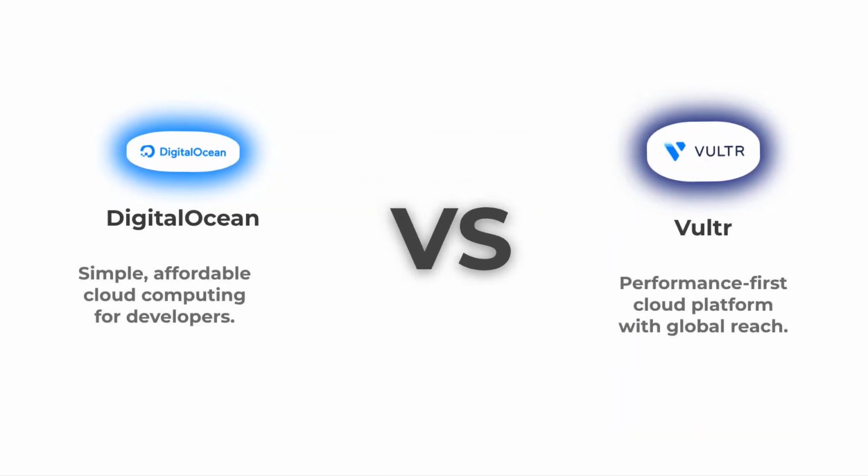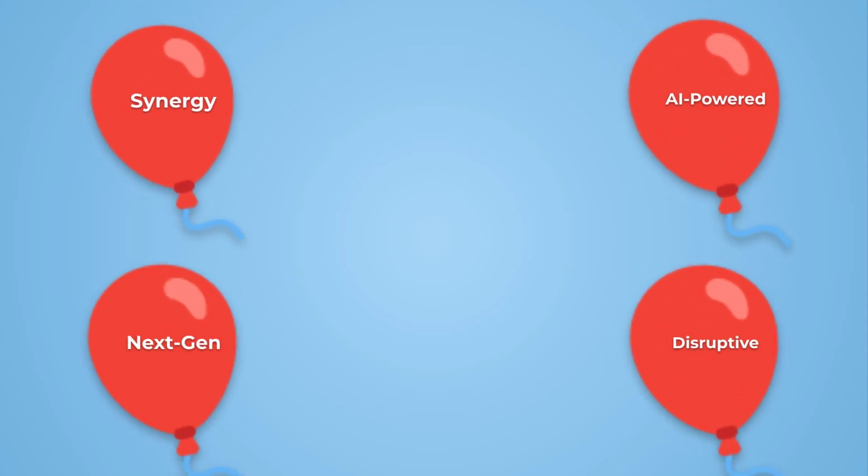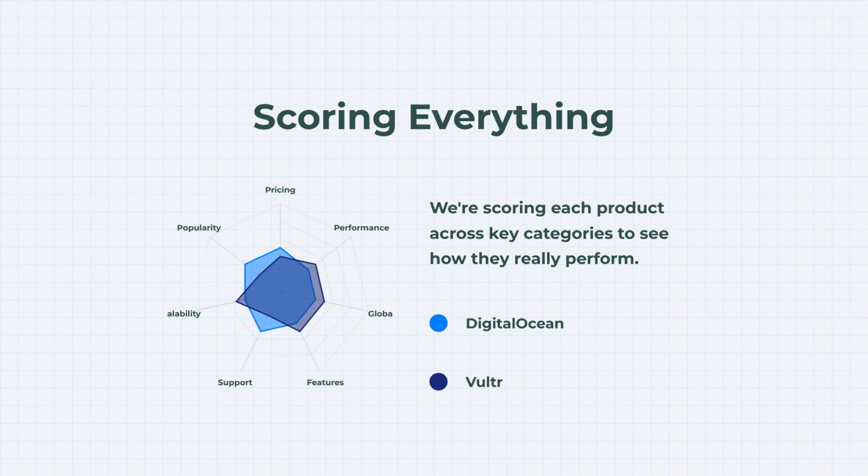Two big names in cloud hosting, DigitalOcean and Vultr. Which one really delivers? On the left, DigitalOcean, simple and affordable cloud computing for developers. On the right, Vultr, a performance-first cloud platform with global reach. Let's skip the buzzwords and get to the real stuff. Each category earns points, and at the end you'll see exactly who comes out on top. The result might not be what you expect.